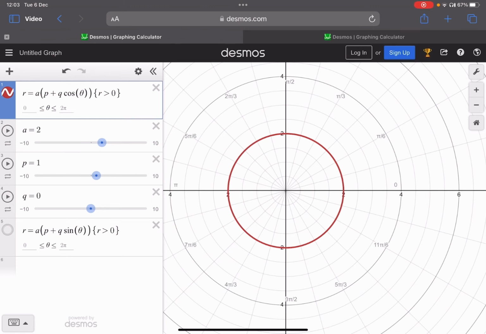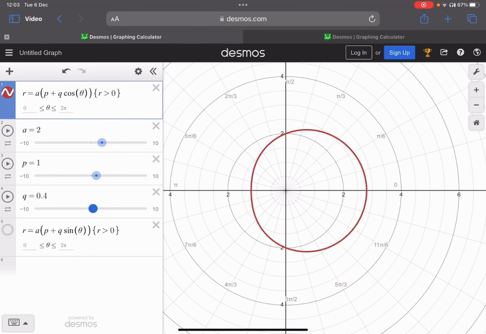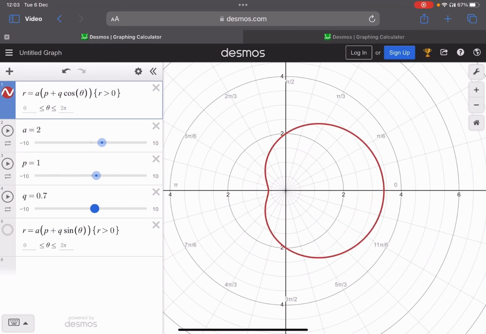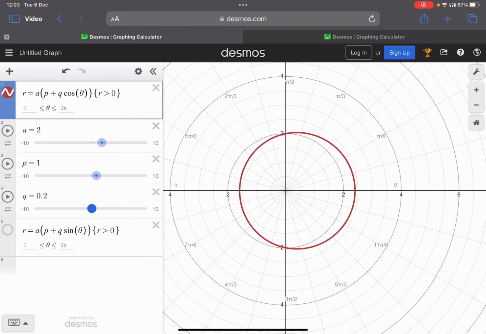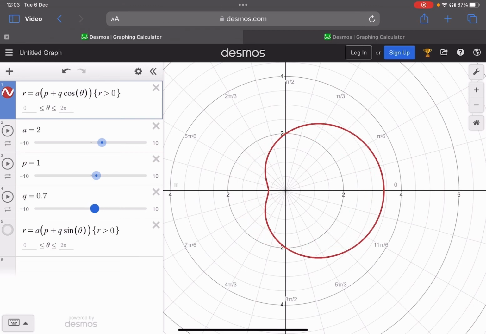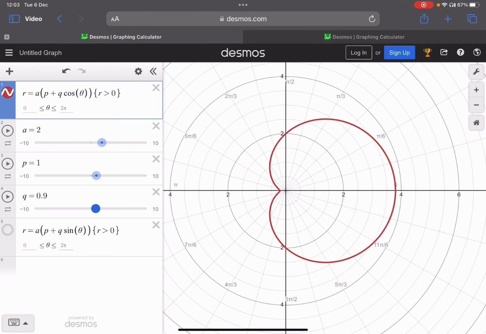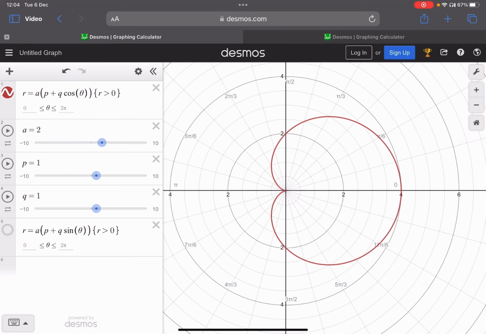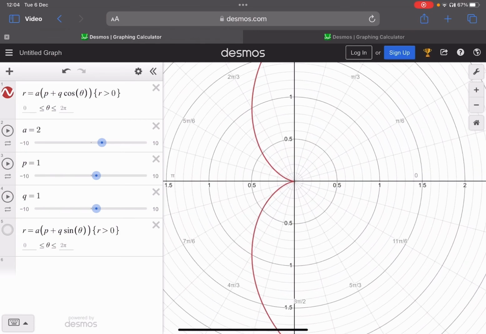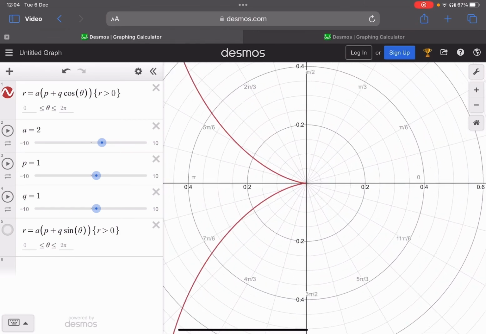But if I make q bigger than 0, then we have this cosine theta term coming in, and you can see that something funny goes on. It moves off slightly to the positive x direction, and as q gets closer and closer to the value of p, not necessarily the value of 1 as it is here, but the value of p, we end up with a little dimple coming into the curve. And when q is equal to the value of p, in this case both are equal to 1, we get what's called a cusp.